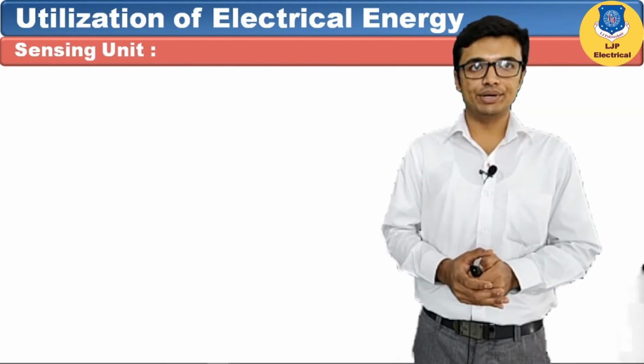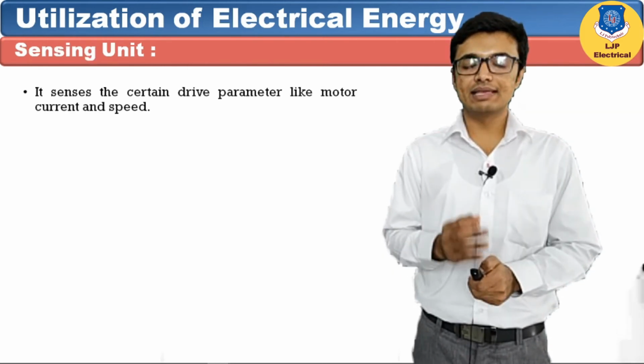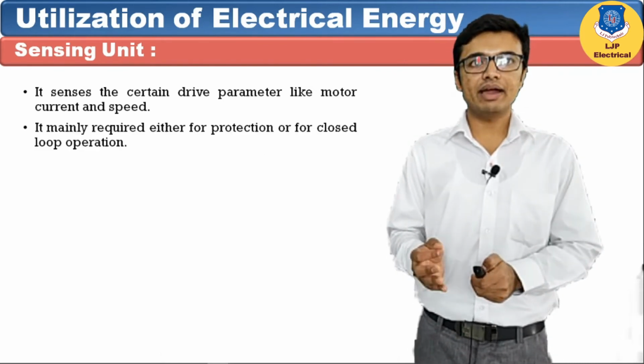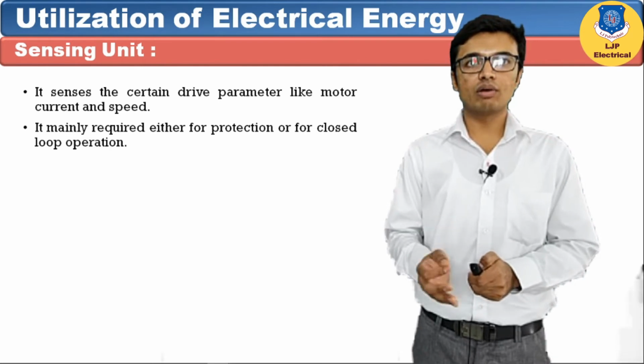Let's see about the sensing unit. It senses certain drive parameters like motor current and speed. It is mainly required either for protection or for closed loop operation.